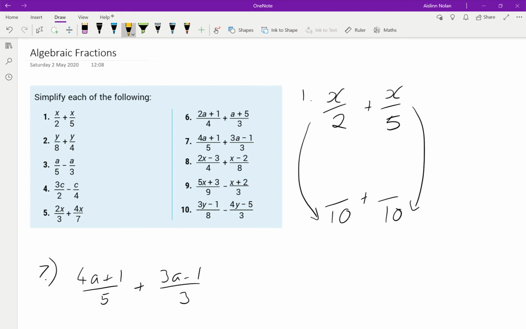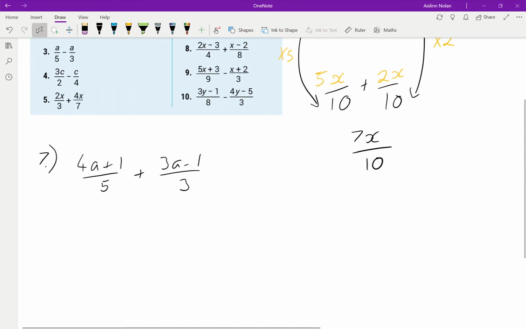To do that, we'd have to multiply this fraction by 5. 2 by 5 would give us 10. So we'd also have to do that to the top of the fraction. So that fraction becomes 5x over 10. The same on the right hand side, 5 multiplied by 2 would give us 10. So we'd have to multiply the top of the fraction by 2 as well. So you end up with 5x over 10 plus 2x over 10. And when you add them together, you get 7x over 10. And that's your answer there.